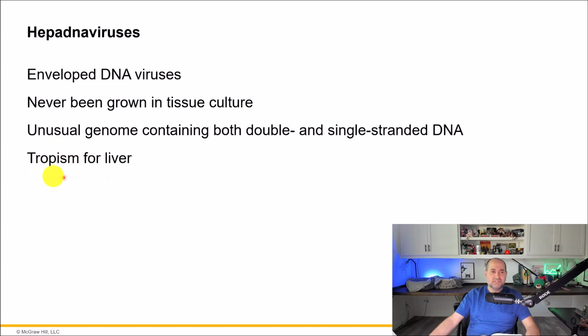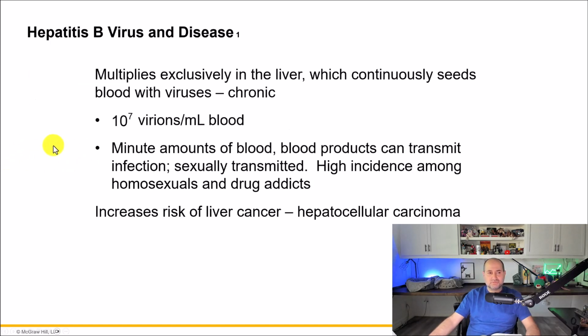You know what tropism means? It means the cell binding selectivity. Remember that different viruses have different tropism. Different viruses have different cells that they can attach to and infect. And the tropism for this particular virus is the liver. So hepatitis B virus multiplies exclusively in the liver, in those hepatocytes, and then it continuously seeds the blood with viruses. So it's chronic. This is a chronic infection.